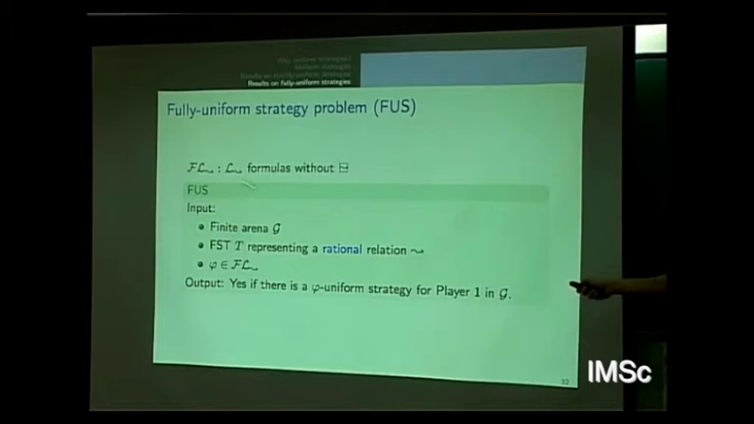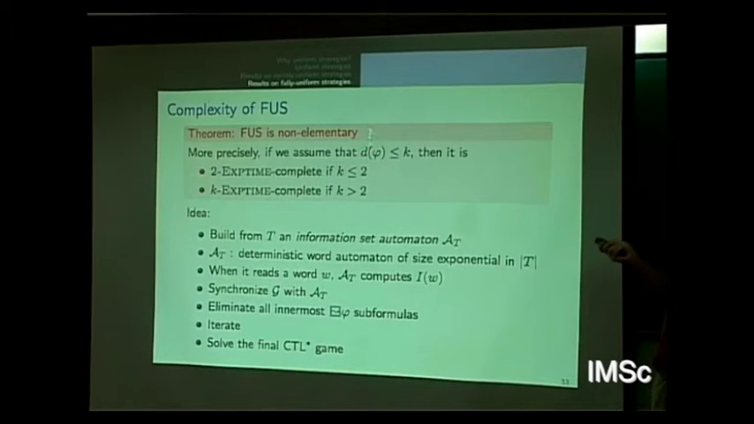So here again, the problem is this one. The only difference is that you consider formulas without the strict quantifier, only the full quantifier this time. And again, you want to decide the existence of a uniform strategy. This time, it's decidable for a class of rational relations, but it's non-elementary. More precisely, if D of phi is the nesting of full quantifiers, not alternation, just nesting, and it's bounded by k, then when k is lower than 2, it's 2EXPTIME-complete, and when it's greater, it's kEXPTIME-complete.